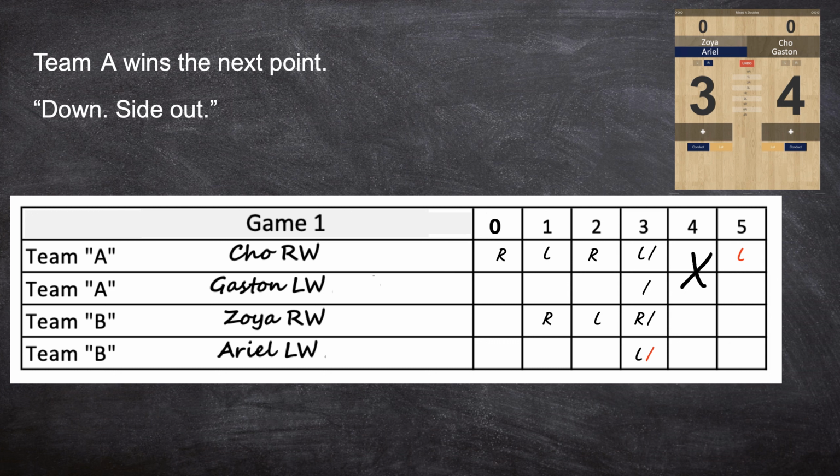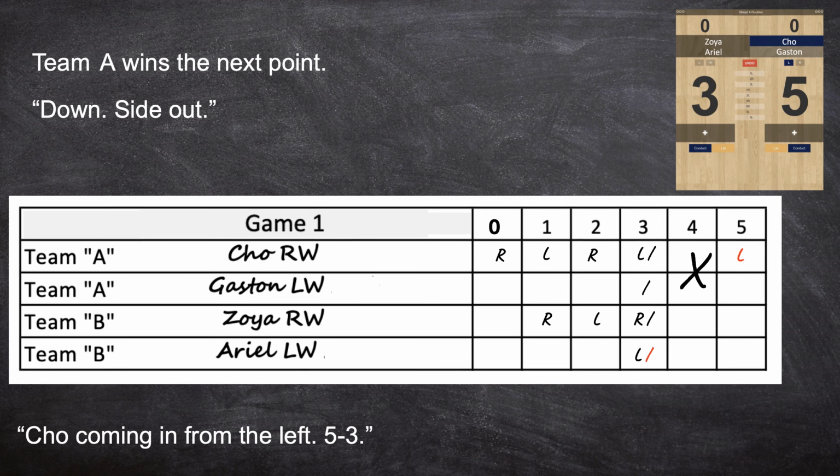What score? Enter L on Choi's point column 5. Team B remains at 3. It is a little unusual for the right waller to come in on the left. The score may emphasize that this is the case with this call. Choi coming in from the left, 5-3.